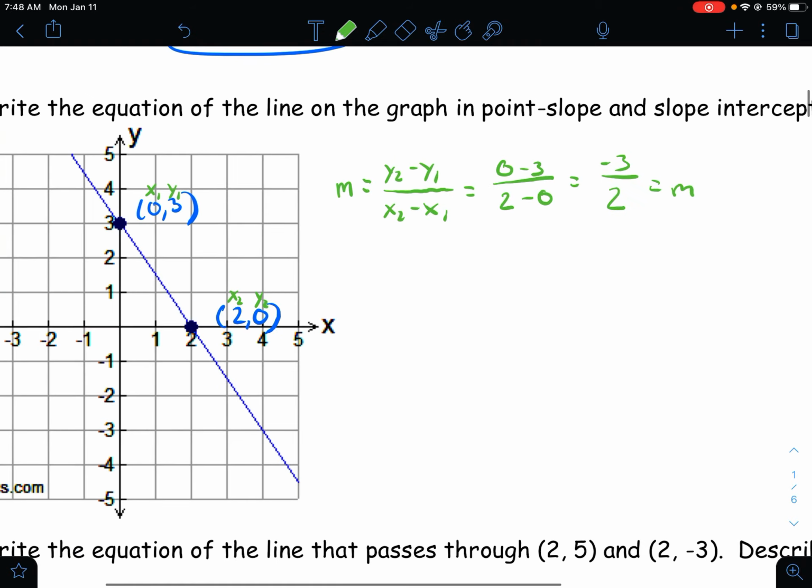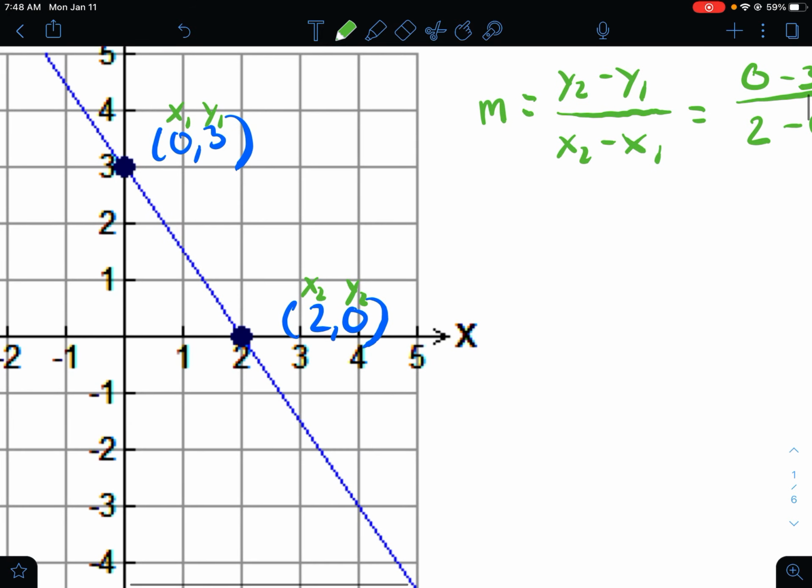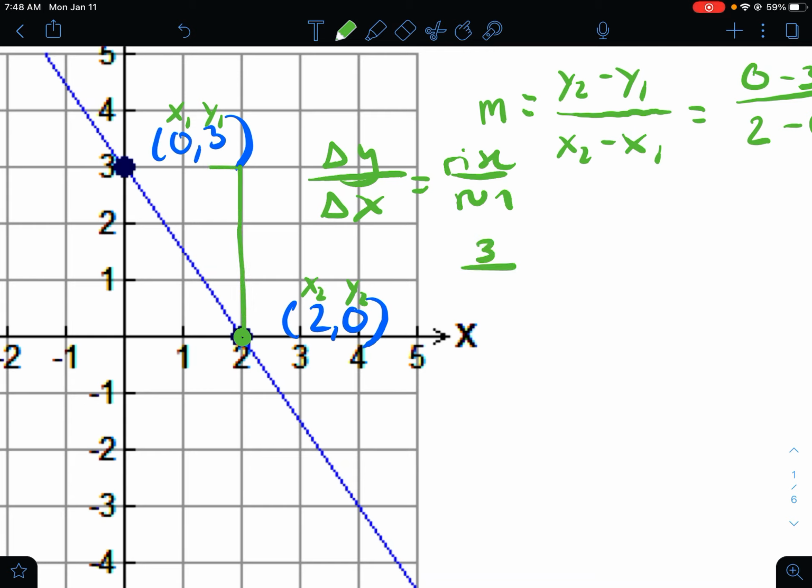All right. So another way you could have calculated this is calculating your change in y over your change in x, or you could think of it as rise over run. And in this case, we could go up 1, 2, 3. So that's our rise. And then our run is 2 back, which would give us a -2. That is another way you could calculate the slope.